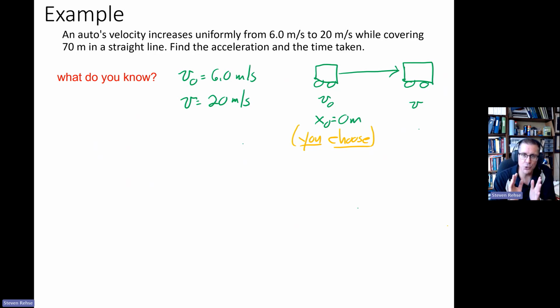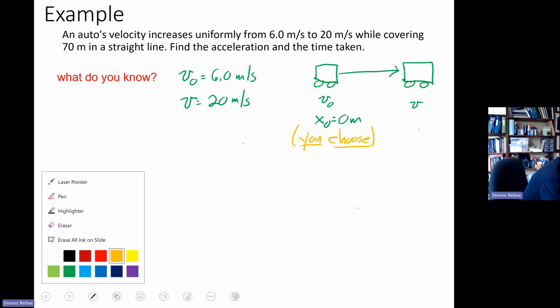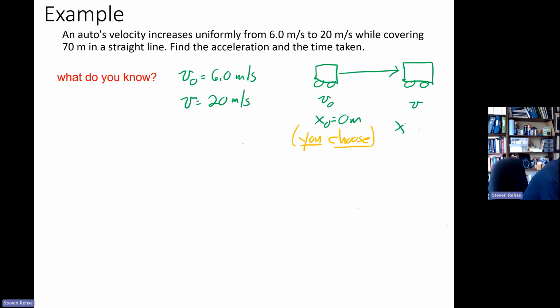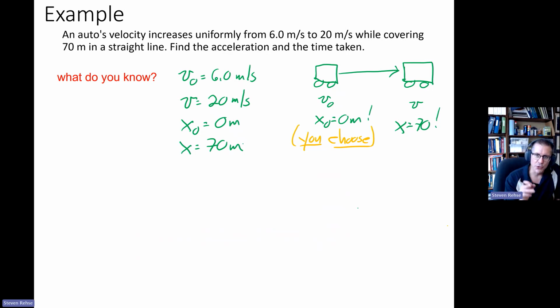So I'm going to choose to say it starts at 0 and ends at 70, because then that tells me what x is. I'll go back to green. That tells me that x equals 70. Oops, I'm sorry, I should write it here. X naught equals 0 meters. X equals 70 meters. So I know x naught and I know x. Right? You don't know 3 things, you know 4 things. Make sure you write them down, right?